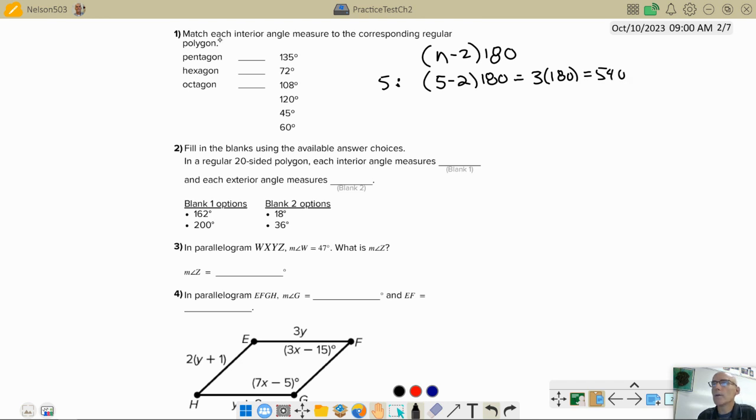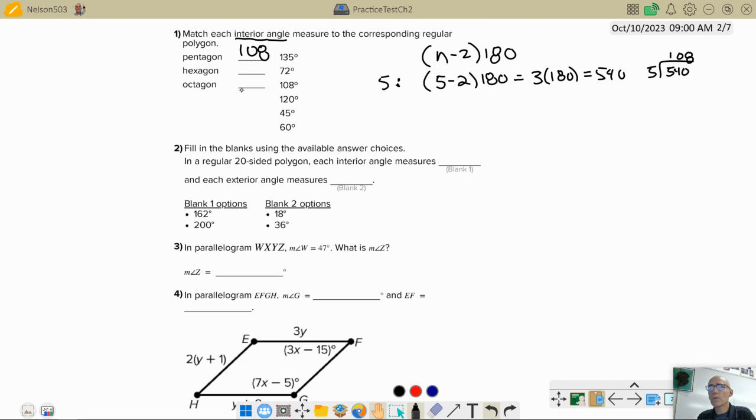But they want one interior angle, not the sum of all of them. So what I need to do then is I go 5 into 540. And that goes in there, let's see, 1, no, times 8. So it's 108 for a pentagon, right?